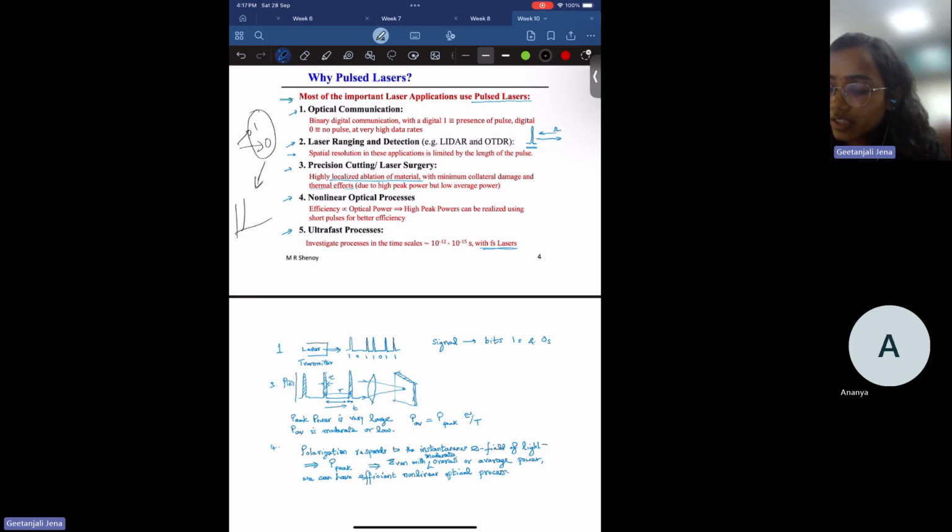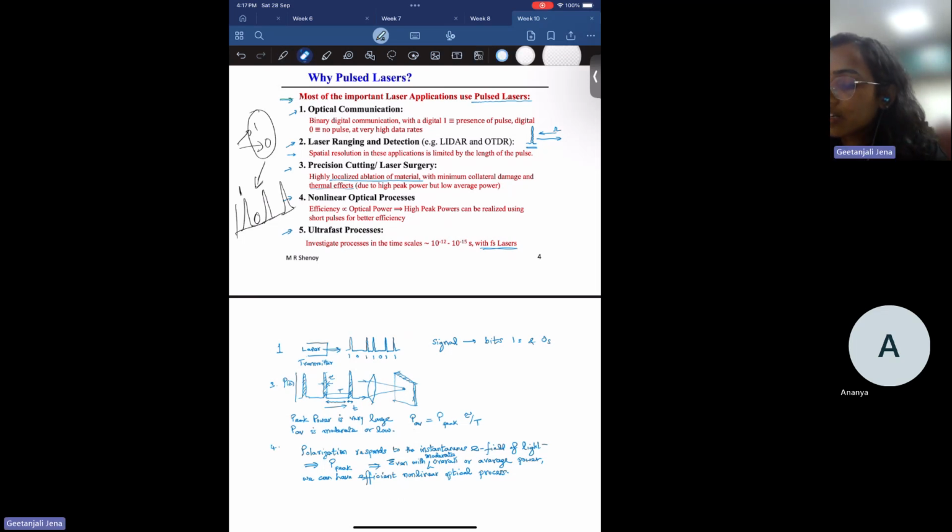For a short interval of time, the pulse laser is on, and for the next interval, it is zero. Then again you see a pulse, then it is zero, then pulse, then zero. So if the pulse is there, it means it is 1, and if the pulse is not there, it means it is 0. So using this pulse laser, we can use it for optical communication purposes.